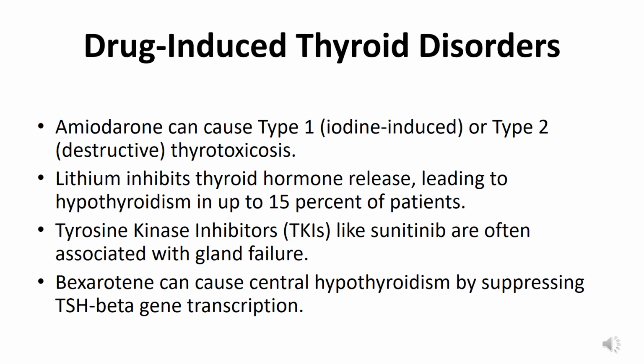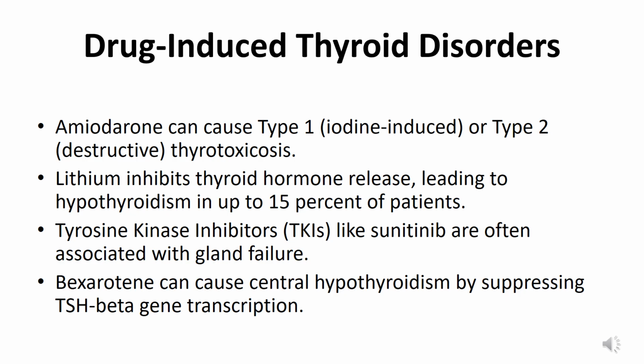Amiodarone can cause two different forms of thyrotoxicosis. Type 1 amiodarone-induced thyrotoxicosis occurs when excess iodine stimulates increased thyroid hormone synthesis. This usually happens in patients with pre-existing thyroid disease, such as multinodular goiter or latent Graves' disease.